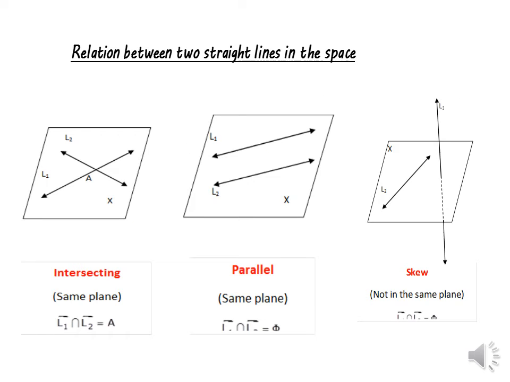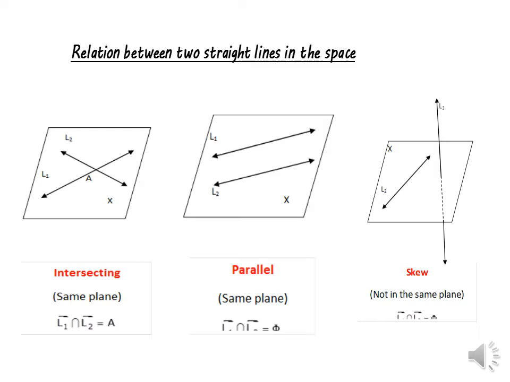Relation between two straight lines in space. First, maybe they intersect, but they should be in the same plane: L1 intersect L2, of course, at a point like A. Maybe they are parallel, so they will never intersect, but they are in the same plane: L1 intersect L2, in this case equals phi.